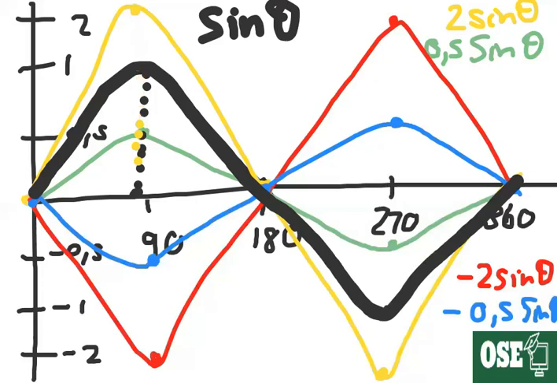So whenever you see your A is bigger than 1 and it's positive, then you know your amplitude will increase.